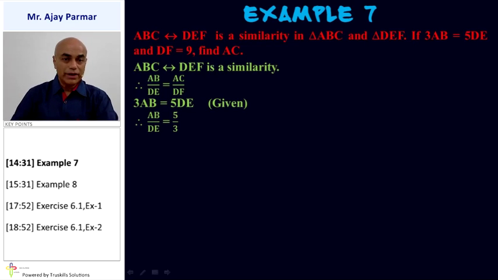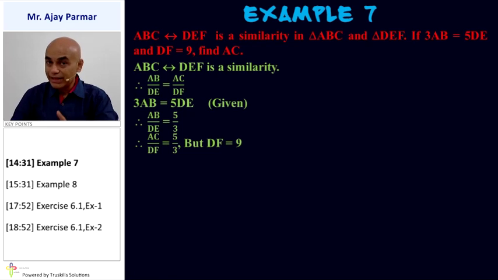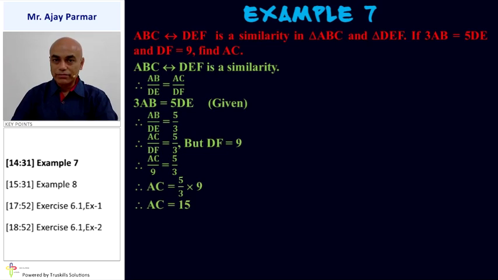So, in statement number 1, we can write down the value of AB upon DE as 5 upon 3. That means AC upon DF is also 5 upon 3, but DF is 9. So AC upon 9 is equal to 5 upon 3. That gives us 5 upon 3 into 9. That is the value of AC. So 3 threes are 9, 5 threes are 15. So AC is 15.